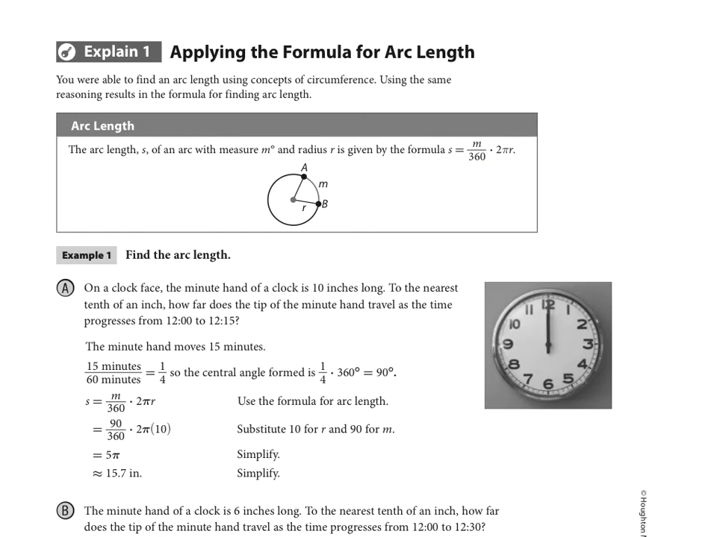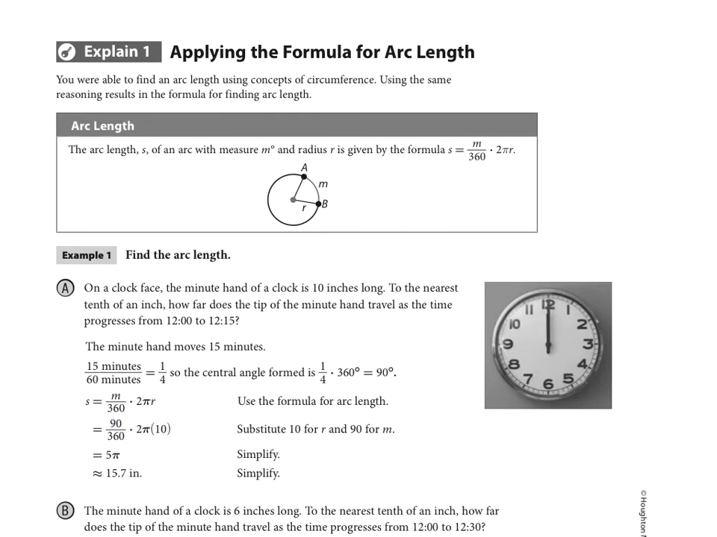In example 1, we have a clock face and we want to know how far the tip of the minute hand travels. It reaches all the way out to the edge of the clock, so we're going to assume that's the same thing as the radius. How long does that tip travel as we go from 12 to 12:15? That is 90 degrees, right? 90 out of 360, or basically a quarter of the circumference.